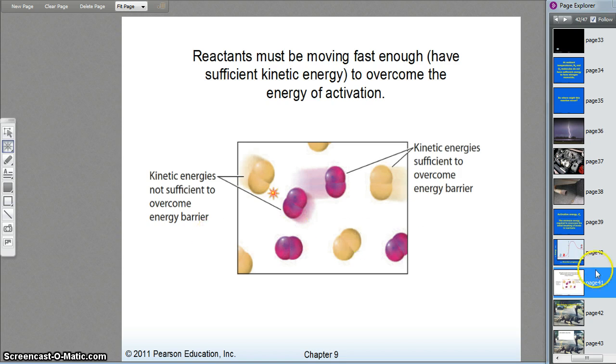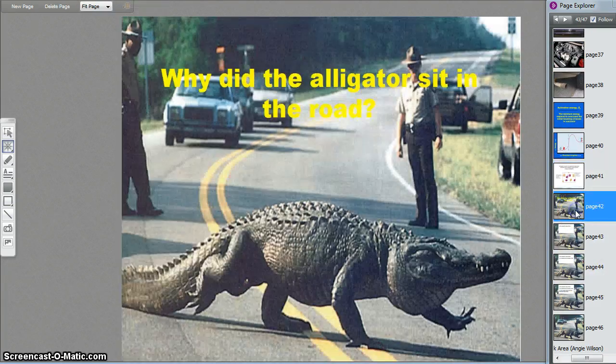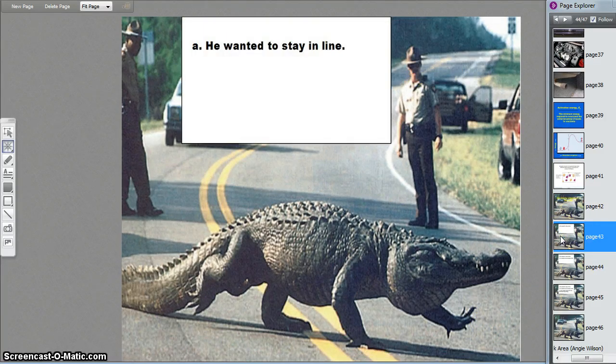And so this last part is about alligators. They have problems in Florida with, in the morning, alligators just getting up and wandering around the road. Why was the alligator lying in the road during the night? Did he just want to be in line? Did he want to meditate on the meaning of life?